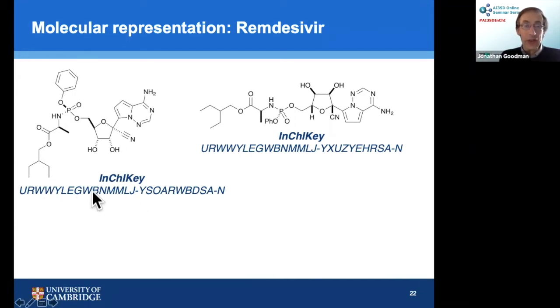But actually the InChI key for this is this unpronounceable name, and the InChI key for this is this unpronounceable name. Now the first half of the InChI key is the same in both cases, which tells us it has the same connectivity, but the second half is different, which tells you it has different stereochemistry. And that's confusing because it looks very much as if it has the same stereochemistry.